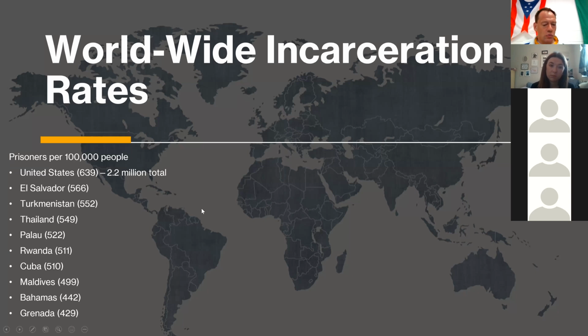So we always make a big deal about human rights violations in China and human rights violations in Russia, but they're not even close to being on this list here. So we are by far the country in the world that incarcerates more people than any other nation.